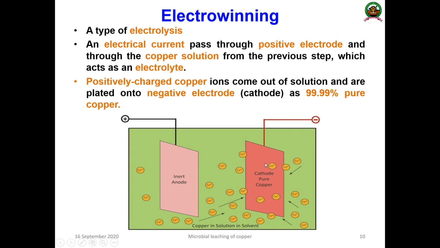So the negatively charged electrode will act as the cathode, and there 99.99% pure copper will be settled. The pure form of the copper will be collected. That is known as the electrowinning process.